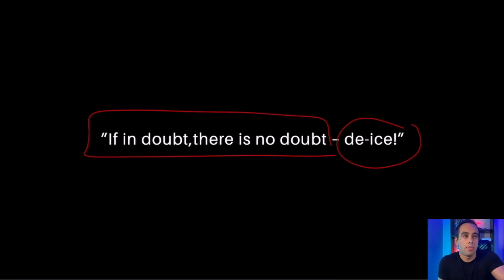So if you are in doubt, there is no doubt. You're not going to risk something, you know. Of course, we know how aviation really works. We're not going to be 100% certain of everything. But if we think something bad might happen, better not to do it, right? So this is something very powerful. So if in doubt, there's no doubt. De-ice, cancel the flight, cancel the takeoff, go another day. It's not that important, all right?